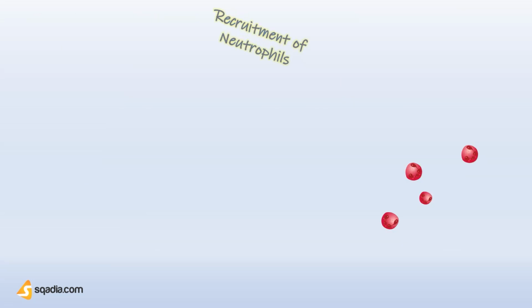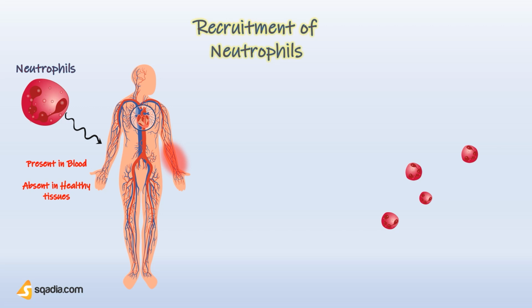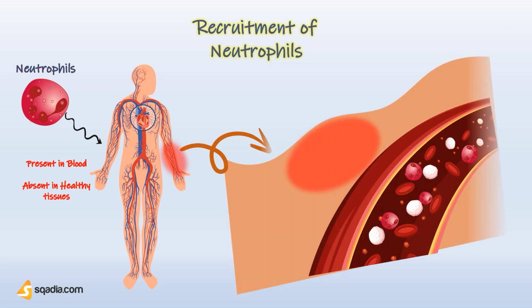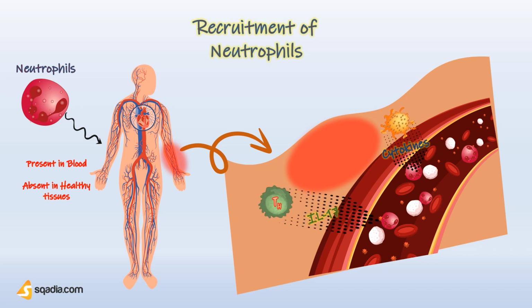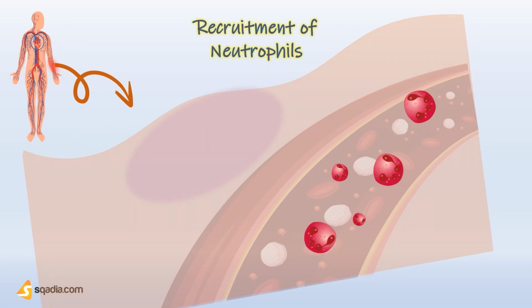Now let's look at recruitment of neutrophils. Although neutrophils make up the majority of phagocytes circulating in the blood, they are absent from normal tissues and will migrate only into inflamed tissue. With the help of interleukin-17 secreted by T helper 17 cells, and by cytokines and chemokines secreted by resident macrophages, neutrophils are recruited to sites of inflammation. Let's look at the closer picture.